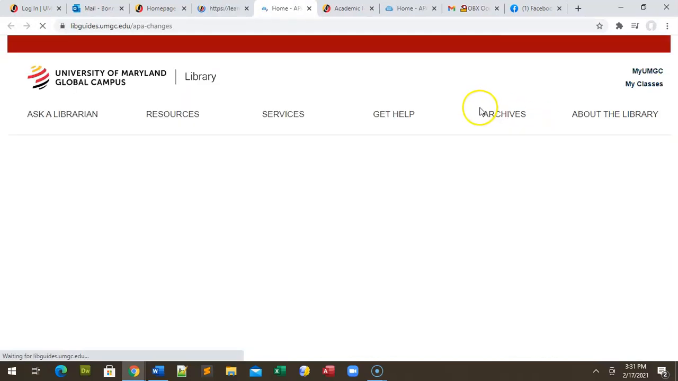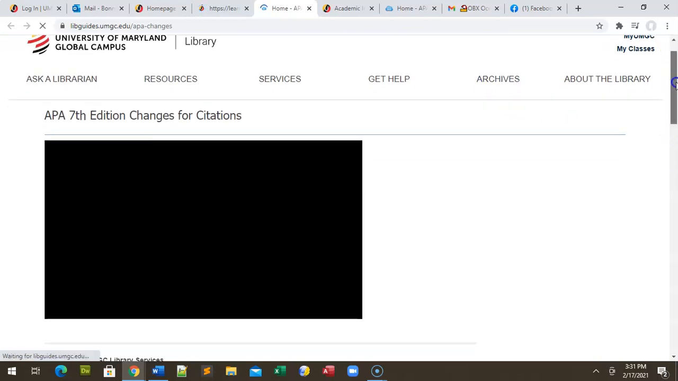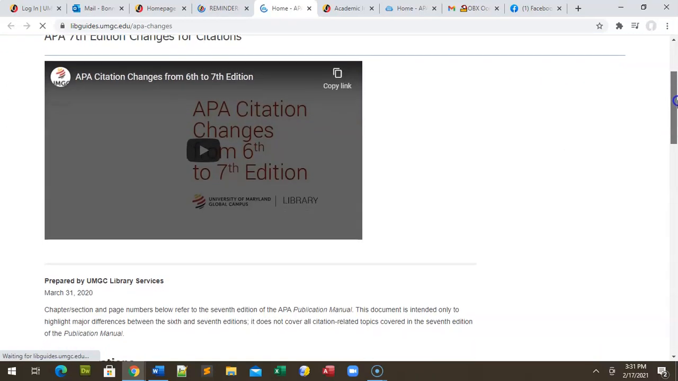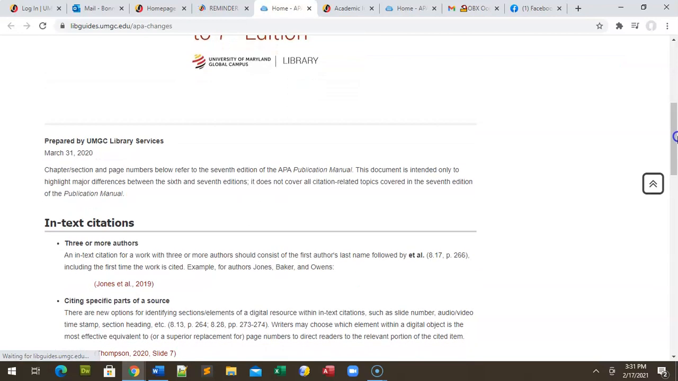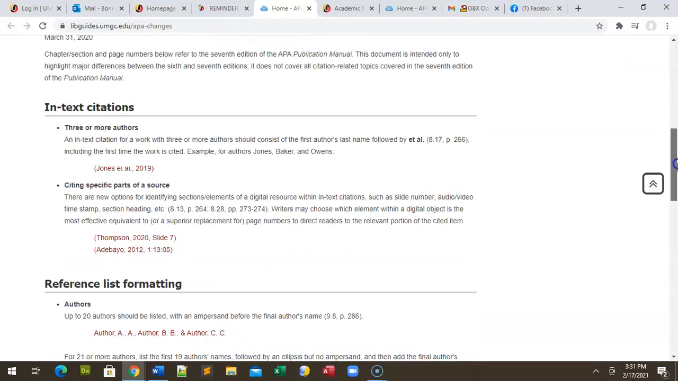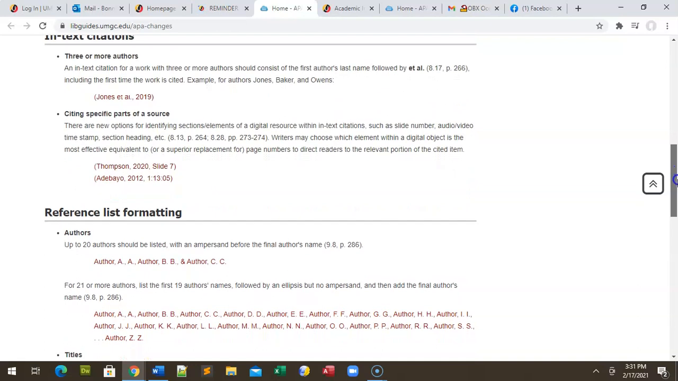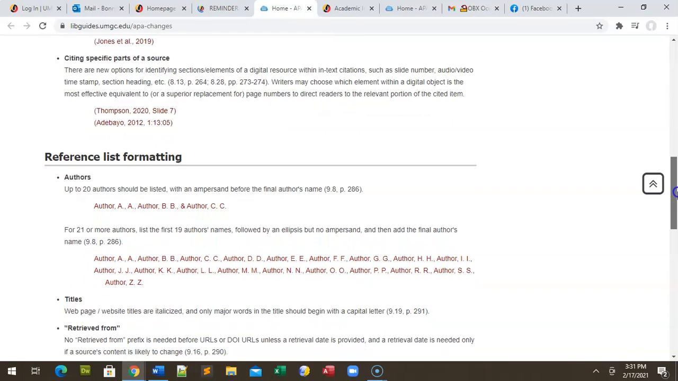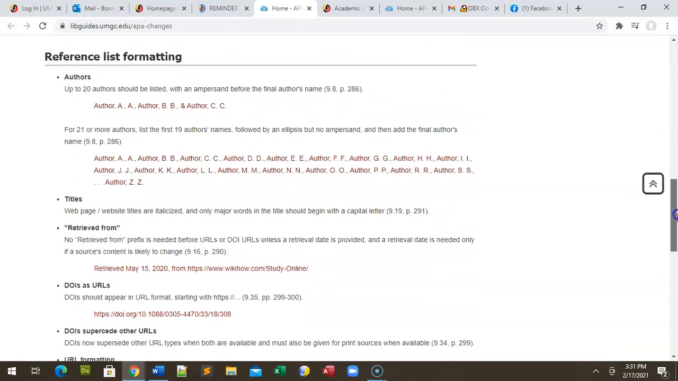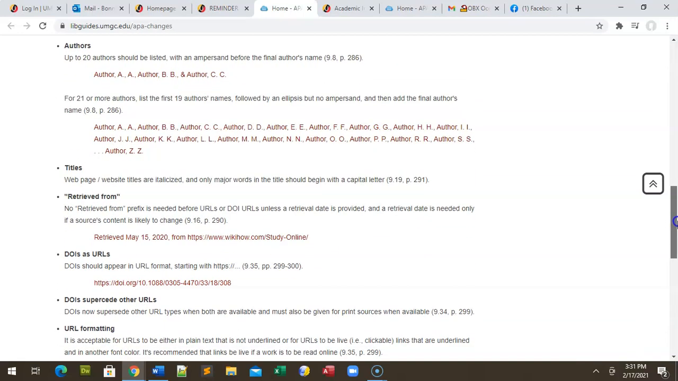All right, the second section on this had to do with your 7th edition changes. Watch the video, but also have a look at these in-text citations, how to put them together, citing parts of a resource, your reference list, how to format it, and of course, I shouldn't have to remind you of this, but it's always in alphabetical order.